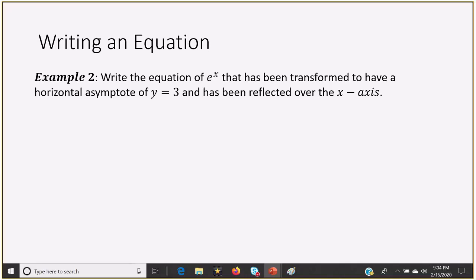I know my horizontal asymptote is now y is equal to 3, and I also know that it is going to be reflected over the x-axis. If it has a horizontal asymptote of y is equal to 3, my graph better be shifted up 3 units. So I'm going to add 3 to my e to the x, so I know at least I'll have e to the x plus 3. And since it's being reflected over the x-axis, a vertical flip, that means I'm going to multiply e to the x by -1. So if I connect those two, I have y is equal to negative e to the x plus 3.